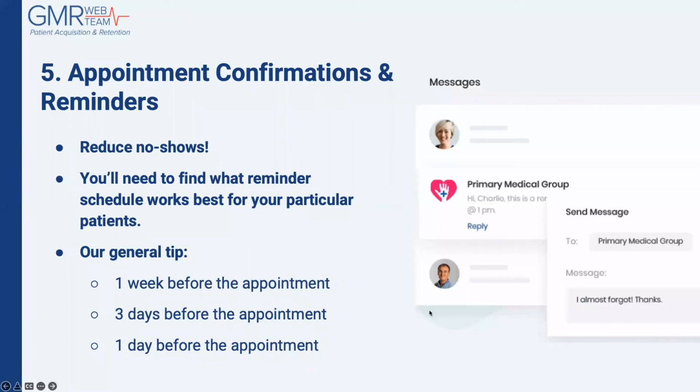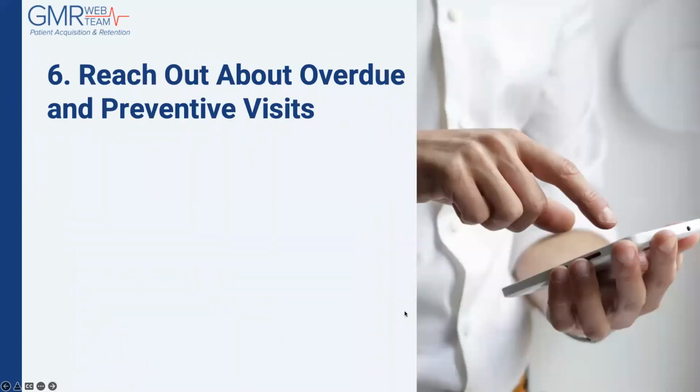The last thing that's really critical to retention is reaching out about overdue and preventive visits. One of the best ways to do this is making sure they get scheduled right in the office when they are already there. For example, if you're a dermatologist and a patient needs to return in 3 months to check on their mole, then you should have the patient scheduled when they check out. Or if you're an oncology practice and patients come in frequently for infusions or things like that, make sure they have their appointment booked already.